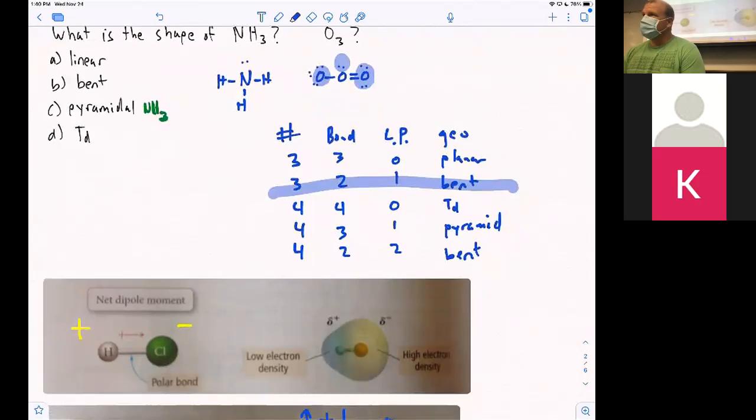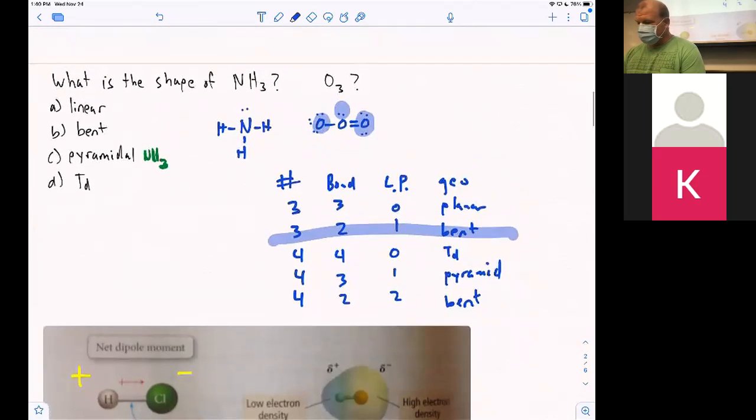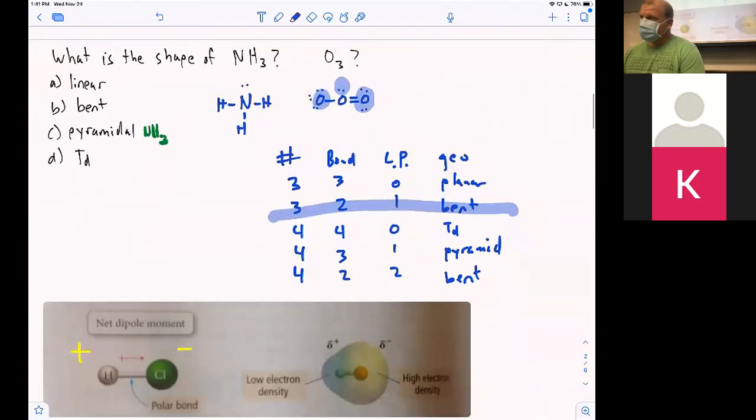Okay, so, other questions? Recall, it doesn't matter if it's single, double, triple bonded, or even quadruply bonded. It's just if it's bonding or if it's not bonding. Lone pairs are non-bonding. Everything else is bonding. So that's the main need, at least as far as the geometries.